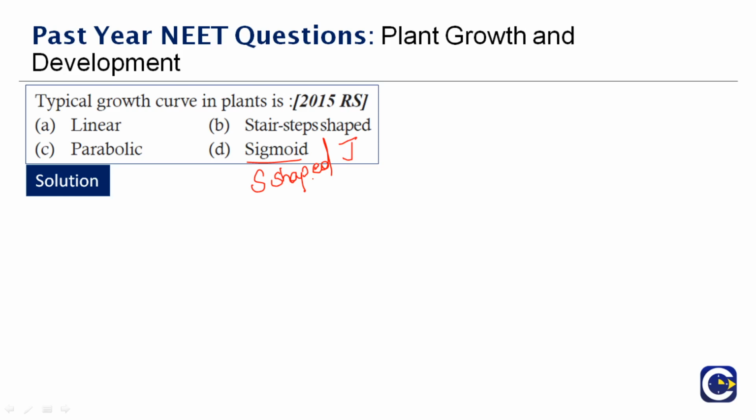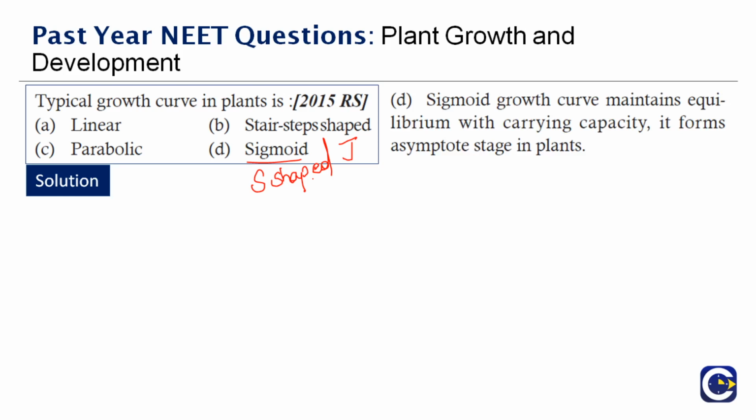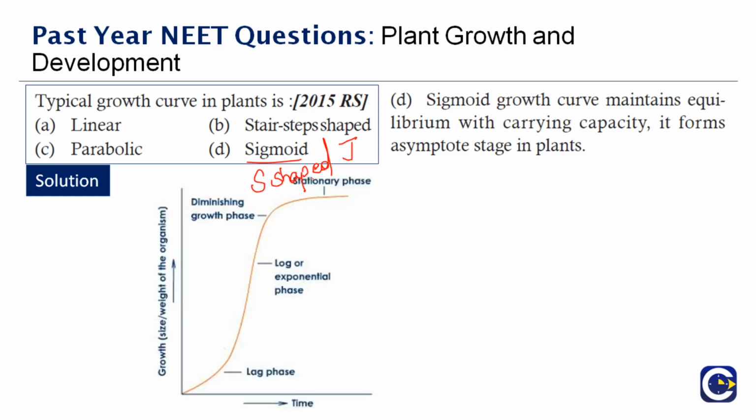So what does a sigmoid growth curve mean? It describes many processes in psychology, including learning and responding to test items. Sometimes the curve starts low, has a period of acceleration, then approaches an asymptote. Often the curve is characterized by a logistic function. So the correct answer to this question is option D, sigmoid. It's a growth curve which maintains equilibrium with carrying capacity and forms an asymptote stage in plants. Therefore the correct answer is option D.